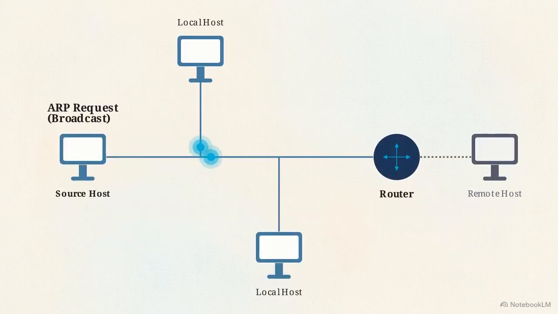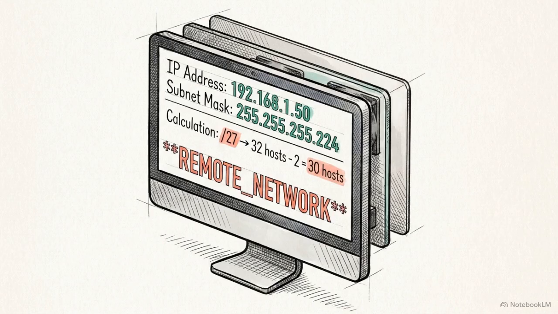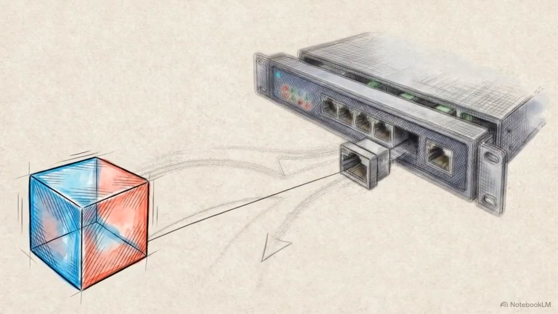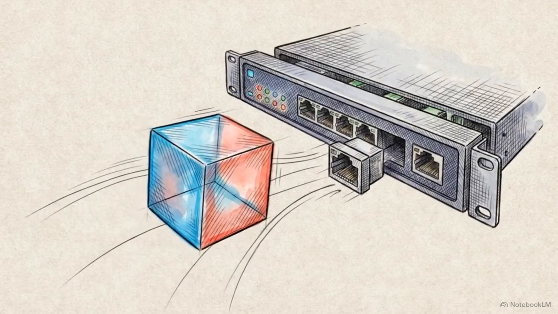This process has a limit. Routers do not forward broadcast traffic. This means an ARP request cannot leave the local network. A host uses its subnet mask to determine if a destination IP is local or remote before it even checks the ARP table. If the destination is on a remote network, the host resolves the MAC address of its default gateway instead of the final destination.